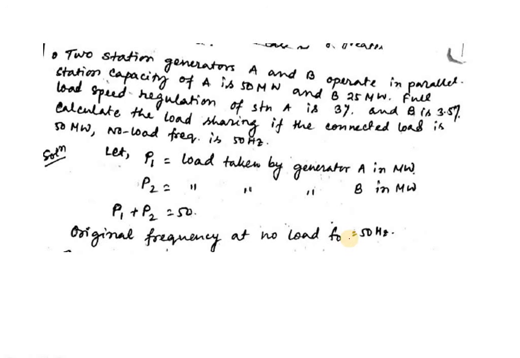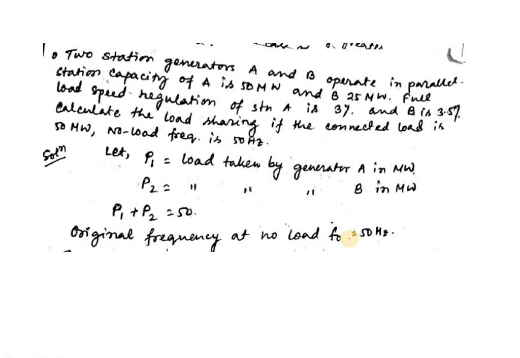Now let us consider one example related to this. Two station generators A and B are operating in parallel. Station capacity of A is 50 megawatt and B is 25 megawatt. Full load speed regulation of station A is 3% and B is 3.5%. Calculate the load sharing if the connected load is 50 megawatt and no load frequency is 50 Hz.